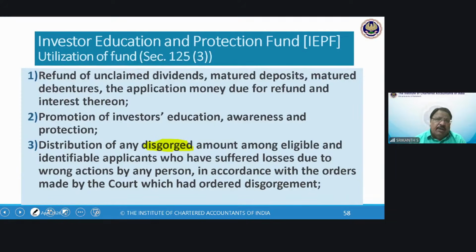First, refund of unclaimed dividends, matured deposits, matured debentures, application money due for refund, etc., etc. So whatever money went in, if you are the rightful claimant and you are able to prove yourself, it will be given to you. Okay.